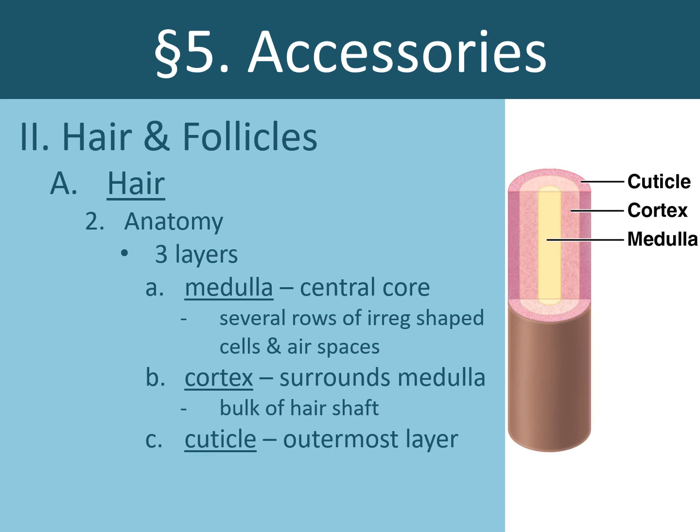And then finally, we have the outermost layer called the cuticle. The cuticle is composed of a single layer of cells that overlap each other like the shingles on a roof. In this drawing, you can see the 3 layers of the hair. The middle is the medulla, outside of that is the cortex, and the outermost layer is the cuticle.